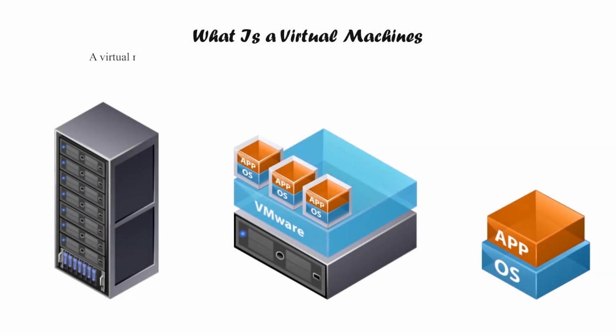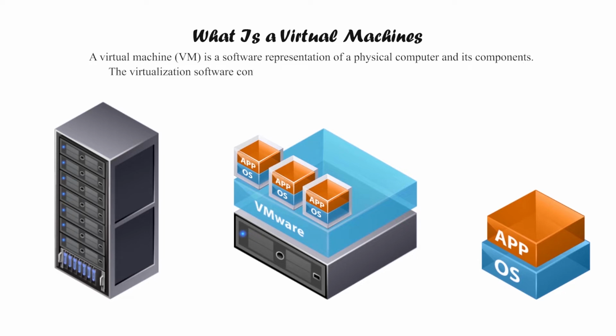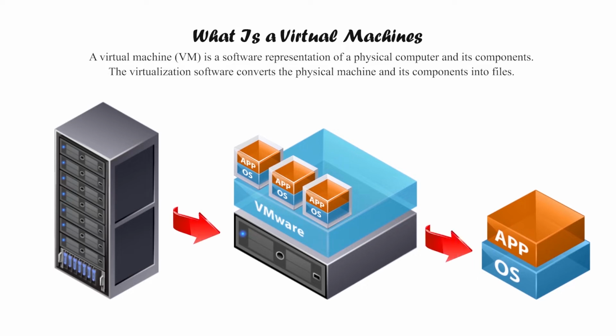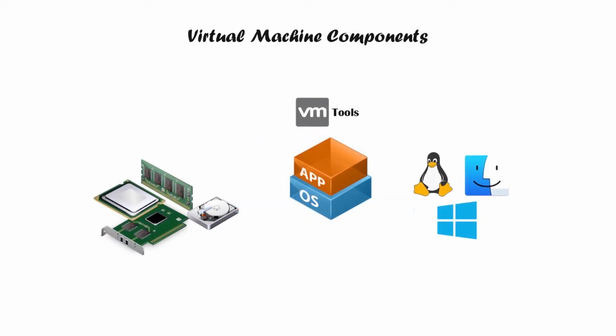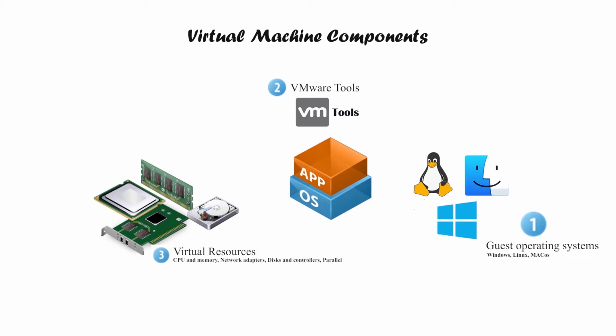A virtual machine, VM, is a software representation of a physical computer and its components. The virtualization software converts the physical machine and its components into files. A virtual machine has three components: guest operating system, VMware tools, and virtual resources, such as CPU and memory, network adapters, disks and controllers, parallel and serial ports, etc.